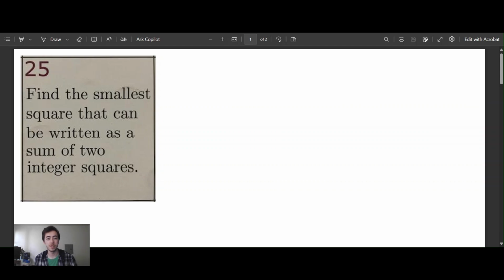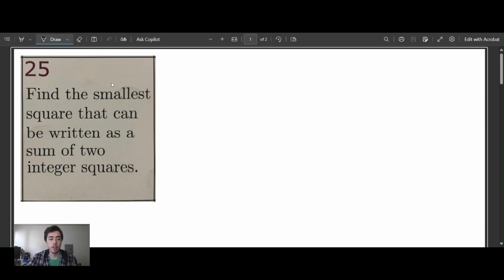Today is June 25th, and we're solving problem number 176 from the Daily Epsilon calendar. And we need to find the smallest square that can be written as a sum of two integer squares.